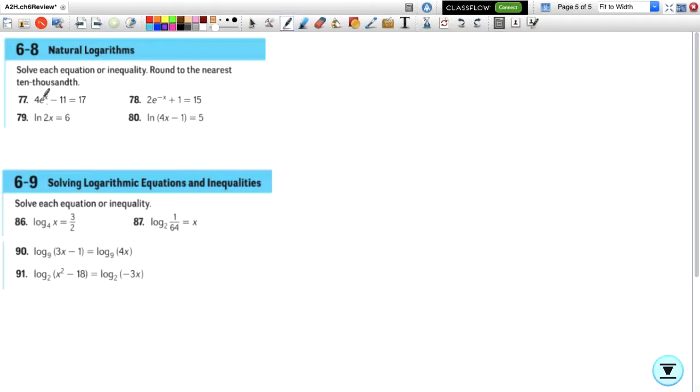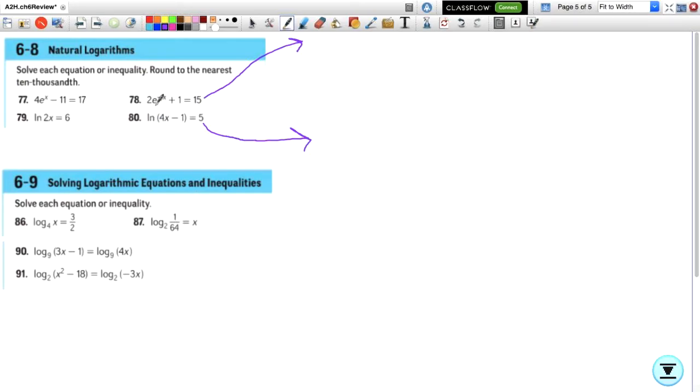You could be asked to solve things that are in exponential form or logarithmic form. Remember, the natural log has a base of e, which is that really special irrational number. And so these two things are kind of synonymous, right? This would be our exponential form of the natural log, and this would be the logarithmic form of it. So if they're asking you to solve this problem, maybe we'll do 78 and 80, that way you can see one as the exponential and one as the logarithmic form.